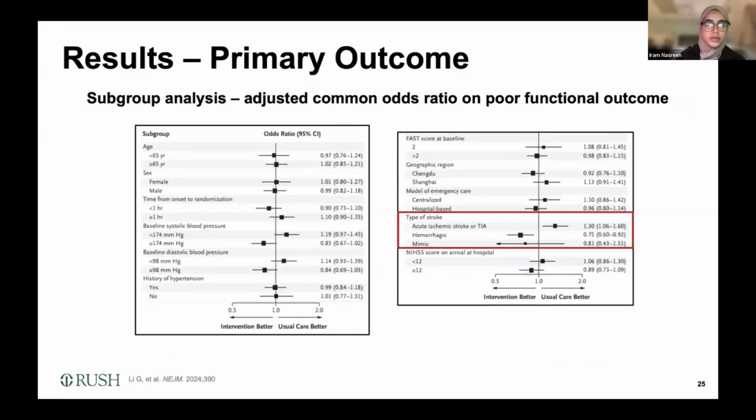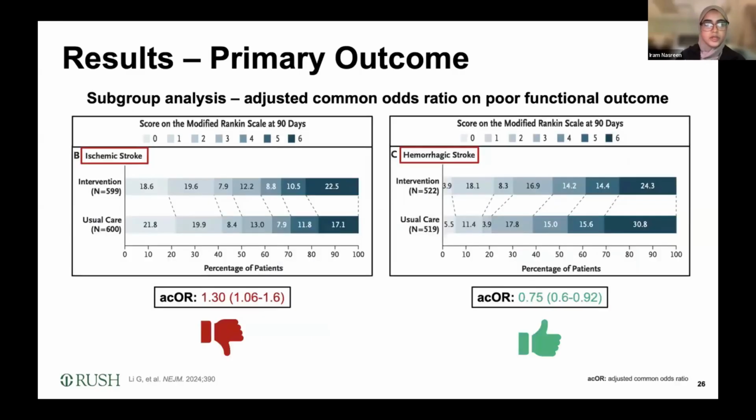And then when you look at subgroup analyses for the primary outcome and the adjusted common odds ratio for poor functional outcome, there wasn't really any subgroup that had better or worse outcomes unless you're looking at the type of stroke. So when you're looking at the type of stroke for patients with ischemic stroke, their adjusted common odds ratio is 1.3 with a 95% confidence interval of 1.06 to 1.6, meaning that it was more likely for them to have a worse outcome if they had pre-hospital blood pressure reduction.